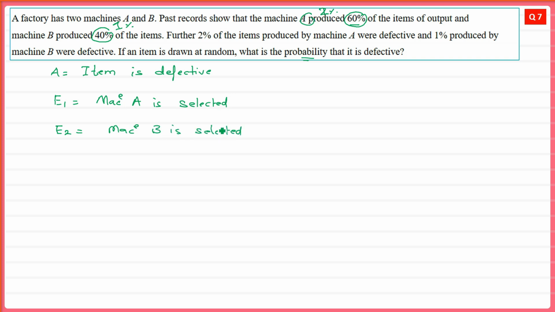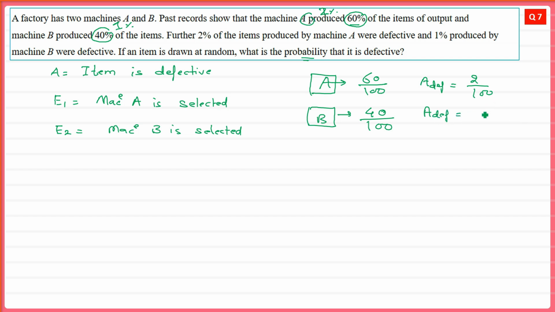Now we'll apply the law of total probability. That's why we need this E1 and E2. So this is machine A, this is machine B. 60% of the output is coming from A. So what does it mean? A gives 60%, B gives 40%. So 60 by 100 you can write, and for B we can write 40 by 100, as mentioned in the question also. 2% of the items produced by machine A are defective. So if we have chosen an item which happens to be coming from machine A, 2 out of 100 items are defective. Now when we choose an item from B, the chance of it being defective is 1 by 100.